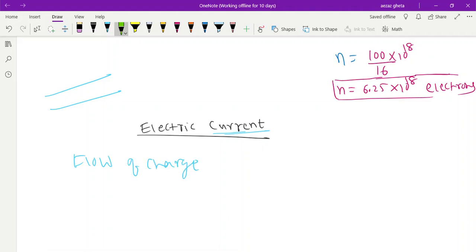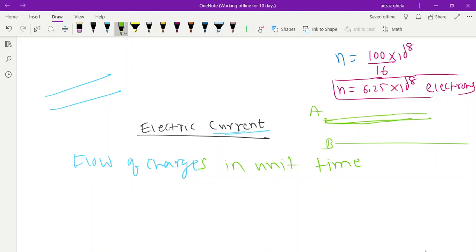If we want to find how much electric current there is, then we have to consider how many charges are flowing in unit time. So, flow of charges in unit time. How many charges are flowing in unit time? For example, say there is one wire, that is A, and another wire, that is B. In this area, how many charges are flowing through this unit area in 1 second, that will give you the electric current.